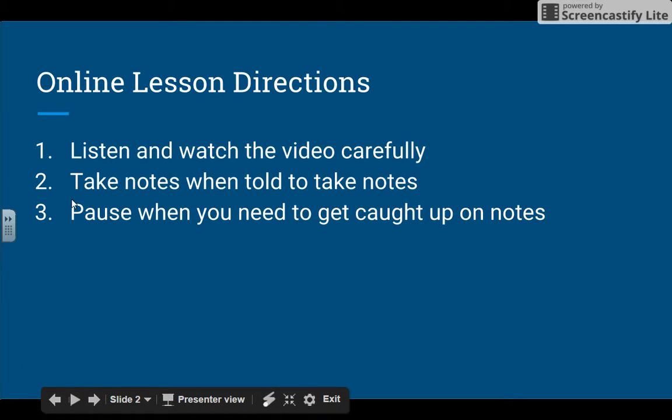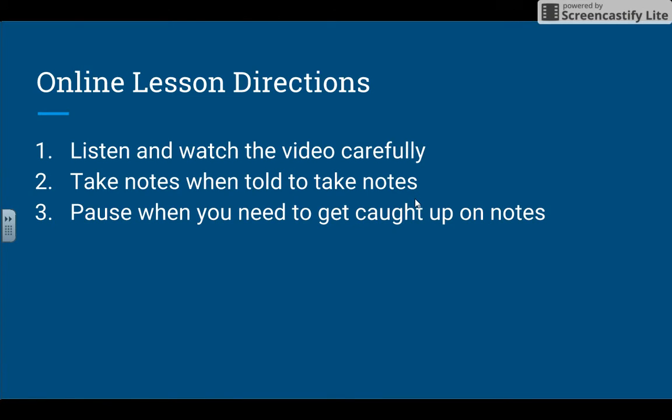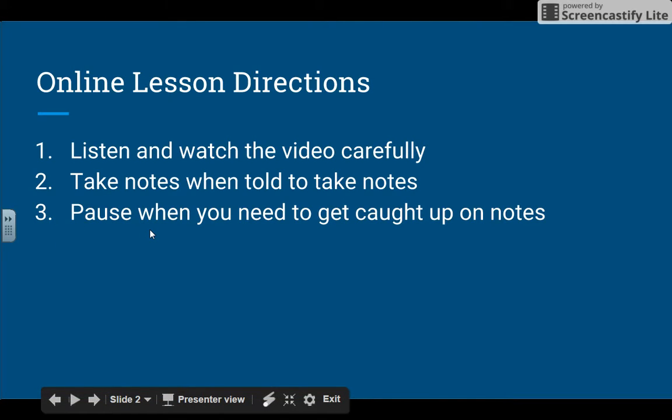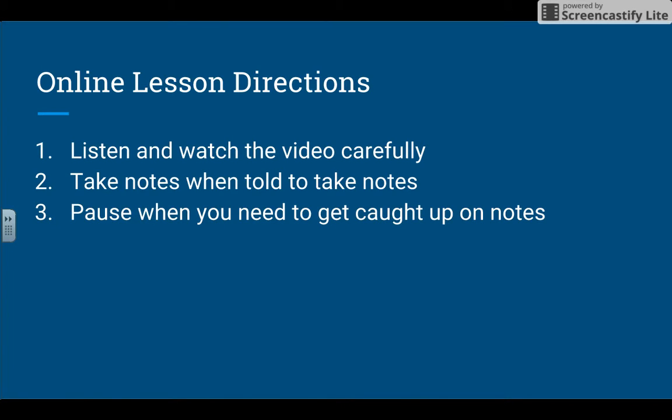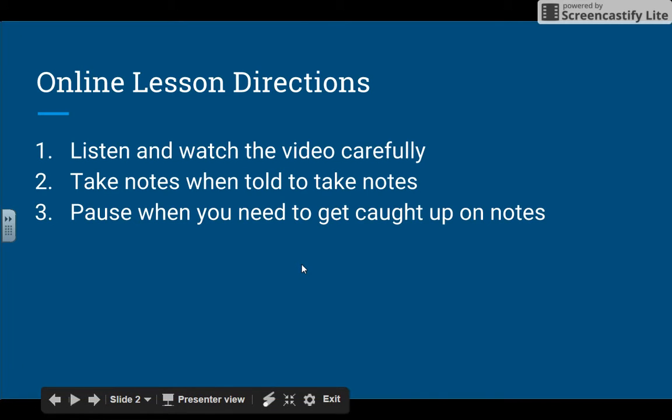Then make sure that you take notes when you're told to take notes. That way you are all caught up when we get back to class on Monday. Make sure that you pause the slides or the videos when you need to get caught up on notes. So the nice thing about doing an online lesson is that you can pause it whenever you want to. Sometimes I go too fast when we're in the meeting space, so now you can just pause it when you need to get caught up.